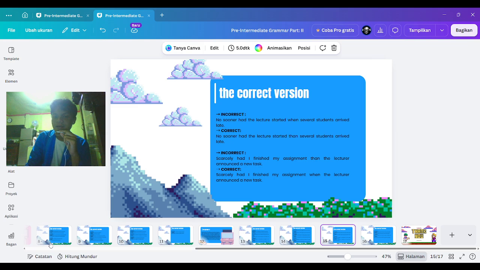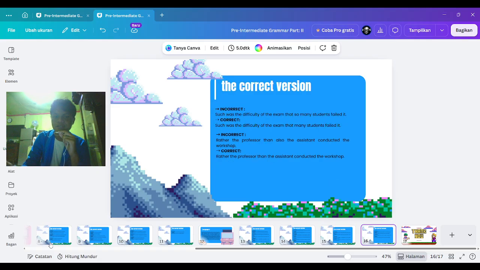Scarcely had I finished my assignment than the lecturer announced new task. Scarcely had I finished my assignment when the lecturer announced a new task. Such was the difficulty of the exam that so many students felt it. No, such was the difficulty of the exam that many students failed it. Whether the professor then also the assistants conducted the workshop. No, whether the professor then the assistant conducted the workshop.